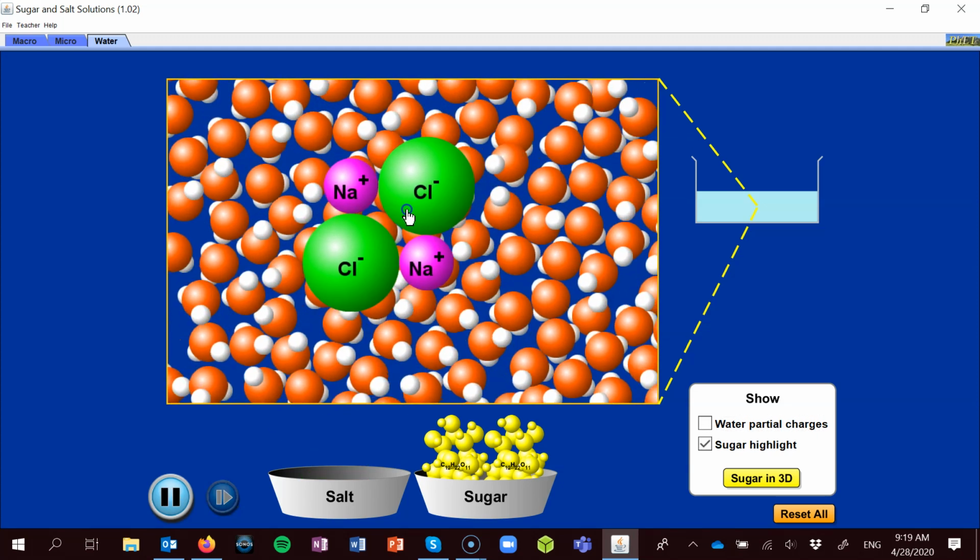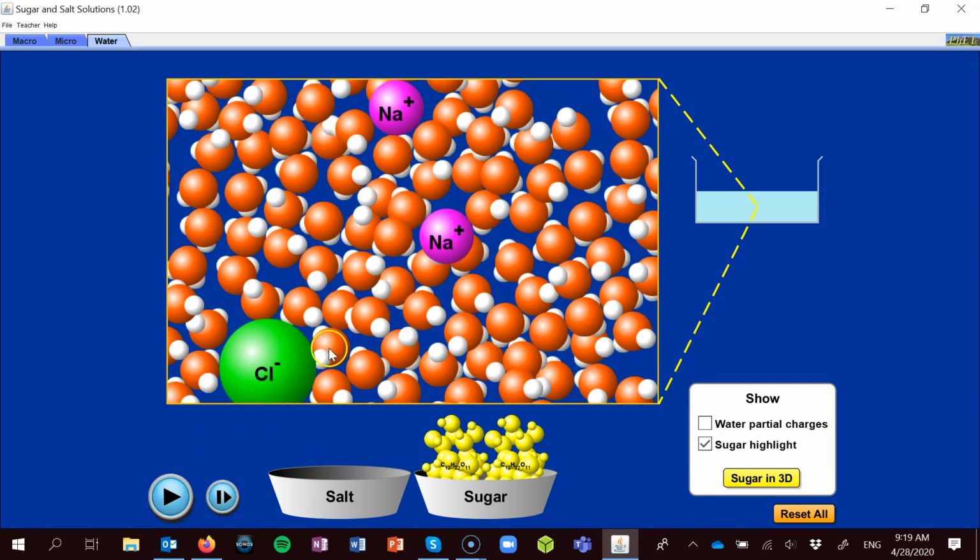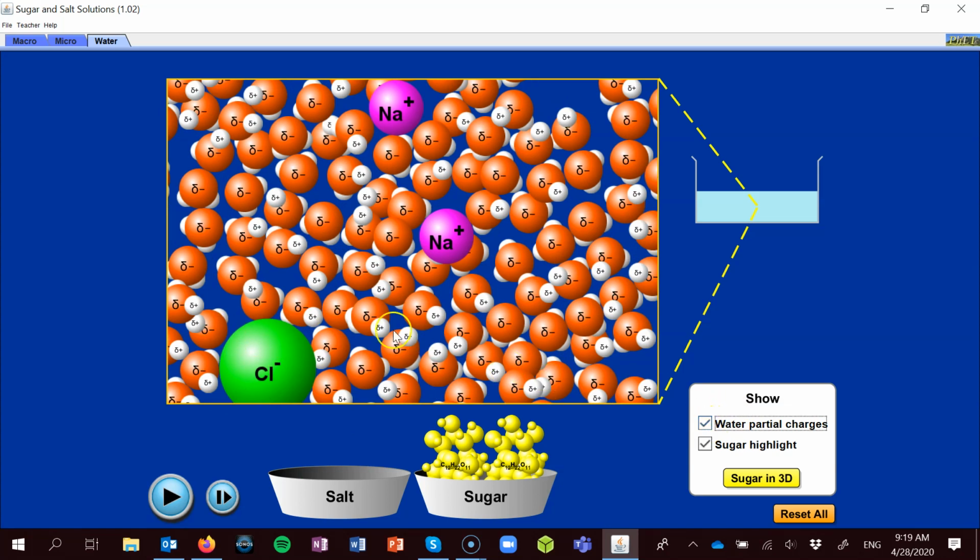Let's repeat this again and see if the same pattern is true with chlorine. And here we can see the chloride ion. And if I turn on water partial charges, you'll notice that these hydrogen ends on the water molecule tend to be facing towards the chloride ion. Just like we've talked about in the past, oppositely charged regions of molecules and oppositely charged particles attract one another. Again, this is this hydrolysis process that allows water to be able to dissolve ionic compounds.